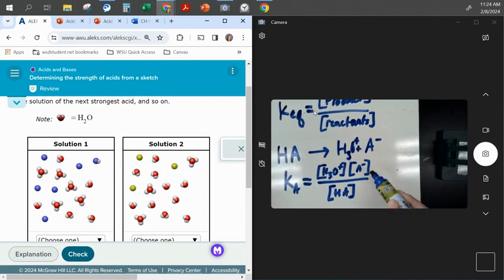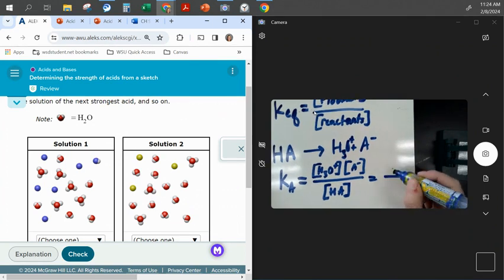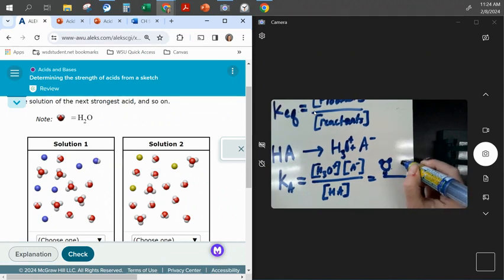So we're going to be looking at a picture. What we're going to be looking for is the H3O plus, so something that looks like hydronium. We're looking for the conjugate base without a hydrogen, and we're also looking for the conjugate base with the hydrogen. So that's what we're looking for in this.